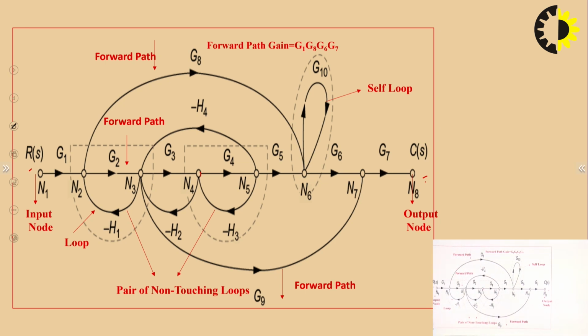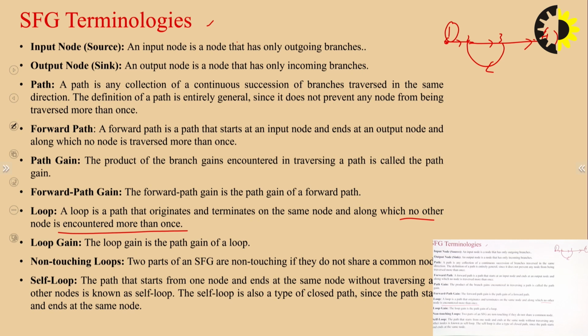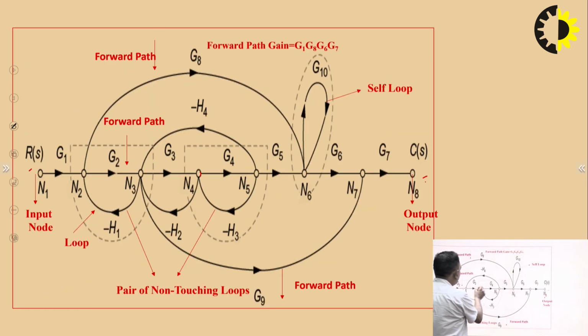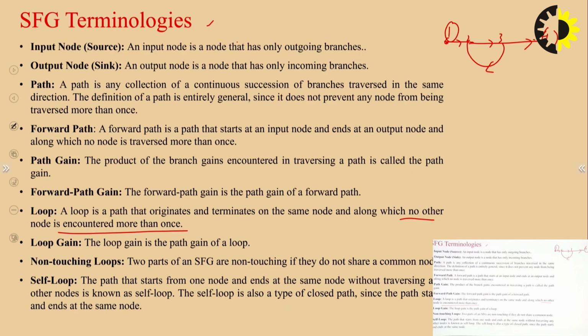Then loop gain. The loop gain is the path gain of a loop. So if we are moving in this path, this transmittance is G3, this is minus H2. So the path gain of this loop is minus G3 H2 simply.